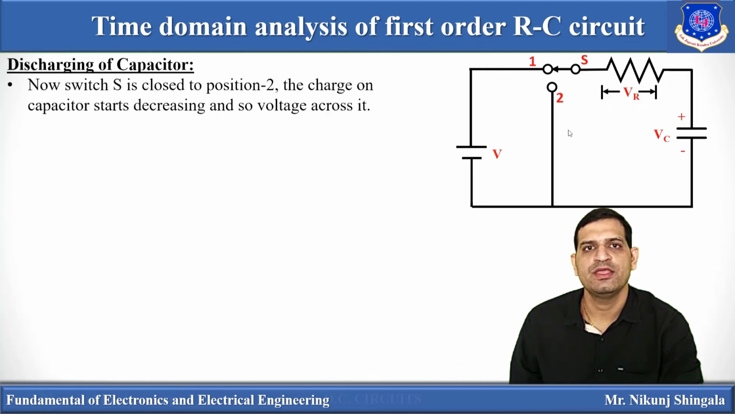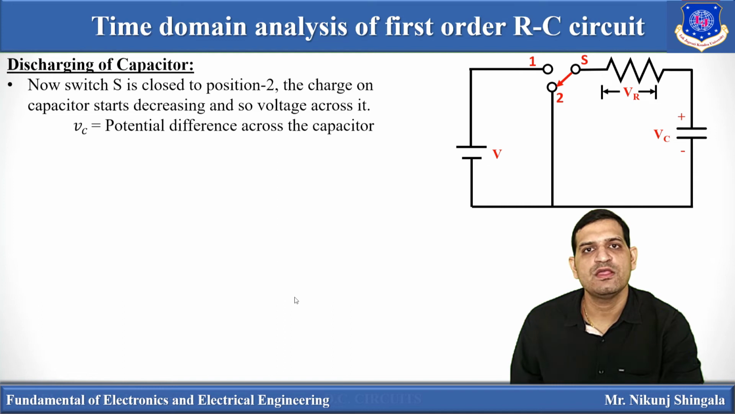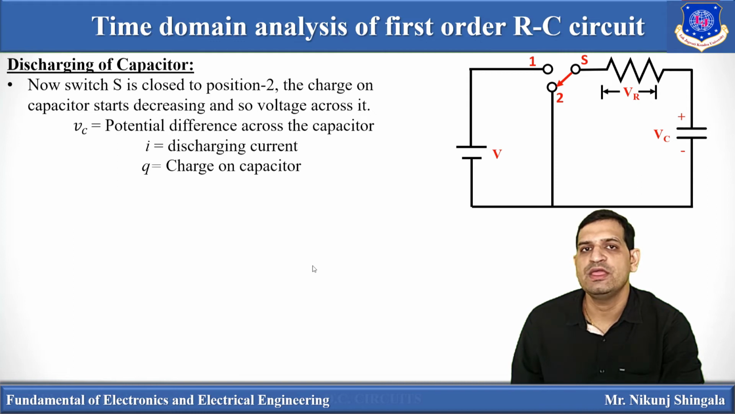So here you can see in the charging process, the switch was connected to position 1. Now suppose the switch is thrown to position 2, then the battery is not connected across the series combination of resistor and capacitor. So the capacitor will start to discharge its stored voltage. Now suppose Vc is the potential difference across the capacitor during discharging, I is the discharging current, and Q is the charge on the capacitor.